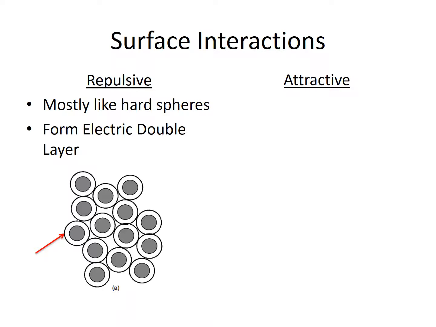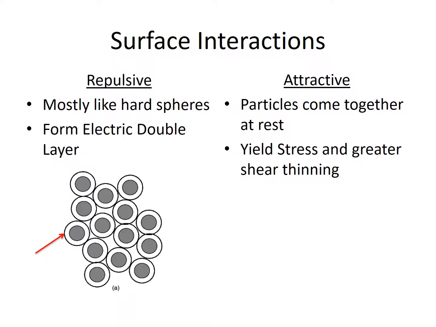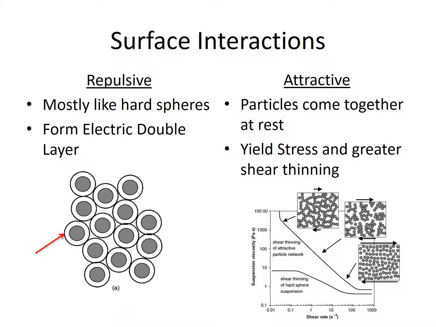Attractive particles, on the other hand, have some unique behavior due to the particles coming together at rest. This produces higher viscosities than hard sphere colloids, a yield stress to initiate flow, and very pronounced shear thinning effects. The yield stress is caused by the stable network of particles that is formed at rest. Some amount of energy is going to need to be introduced to break the initial attractive forces between the particles and begin flow, shown here.